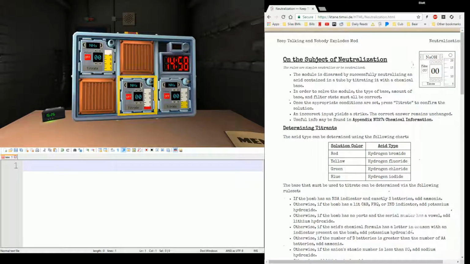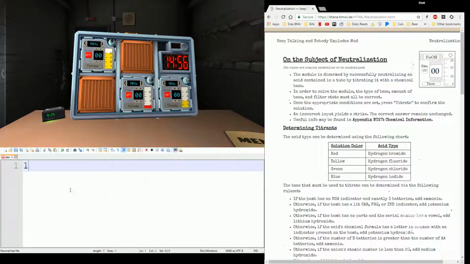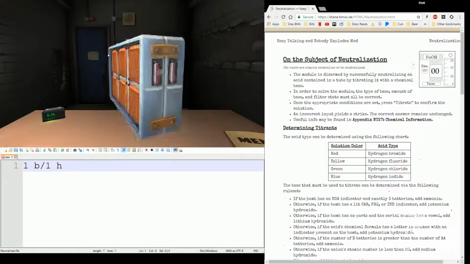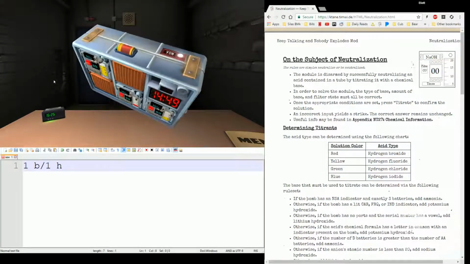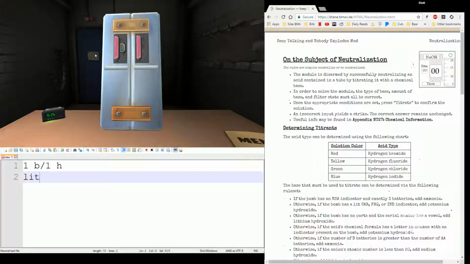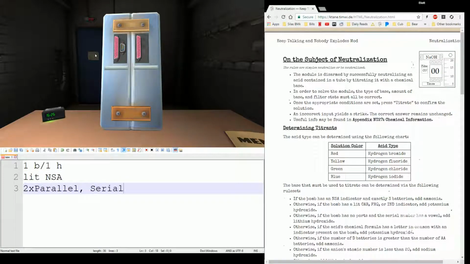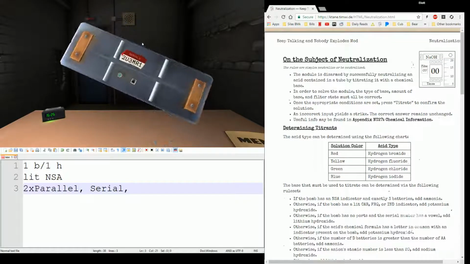One battery and one holder. Lit NSA. Two parallel ports, serial port, PS2 port, and RJ port. Serial number 2, Uniform 3, Mike Romeo 1.